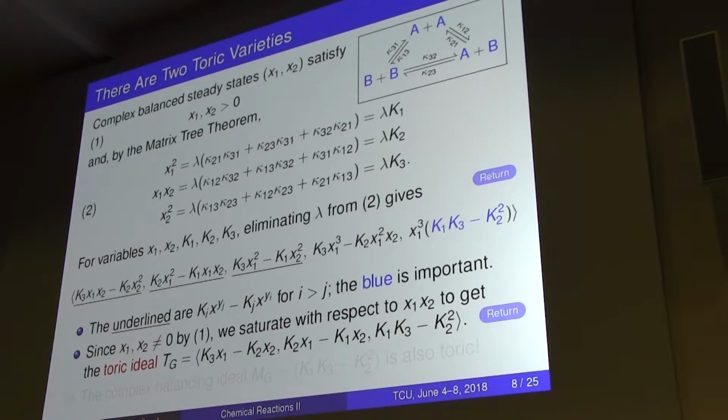And it turns out this actually is a toric ideal, because if I treat the capital K's and the little x's as variables, this is a genuine toric ideal. And so there's our first toric variety. But then the idea is let's do some elimination theory. Let's get rid of the x's. That leads to this guy. And that's the one that defines when I have complex balancing. And that's a second toric ideal.